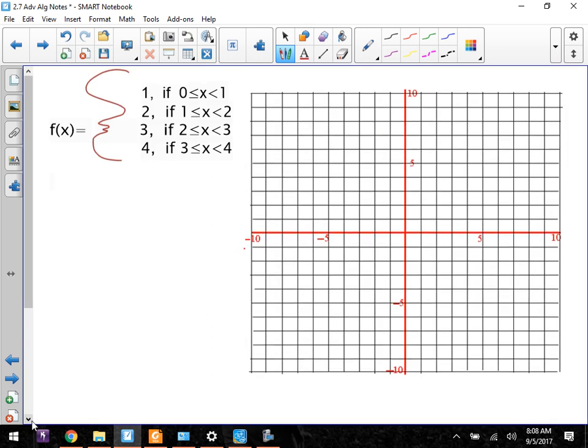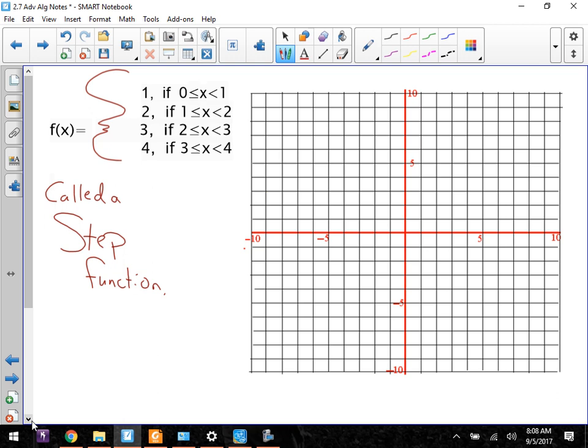Now, these are what we call a step function. This is called a step function. And I bet you're wondering why they call it a step function. Because it looks like stairs.